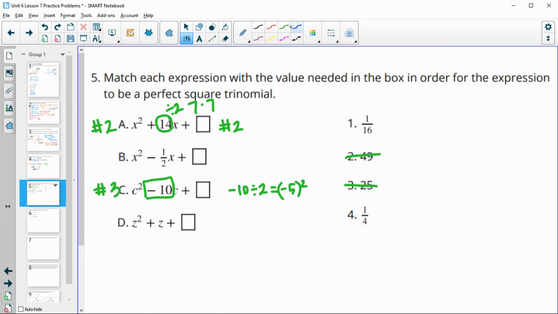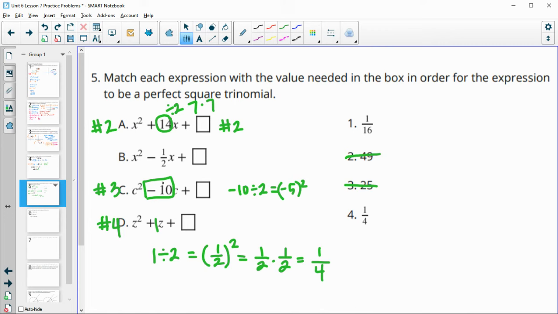Okay, then we can tackle this bottom one, which is a 1. So 1 divided by 2 equals 1/2. And then 1/2 squared. Think of 1/2 squared as 1/2 times 1/2. 1 times 1 is 1. 2 times 2 is 4. So 1/4 for this one. So number 4 goes with D.